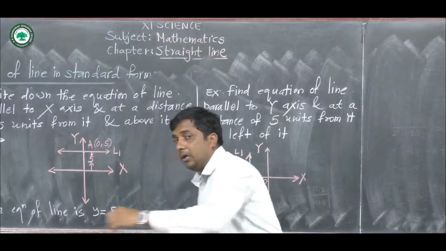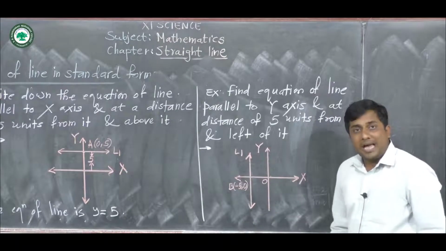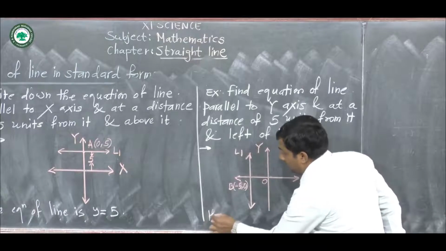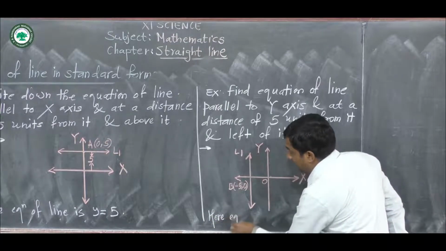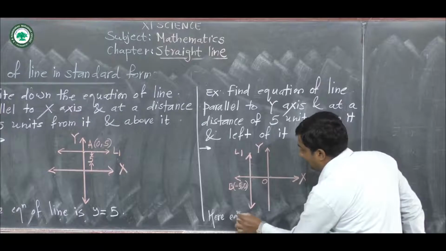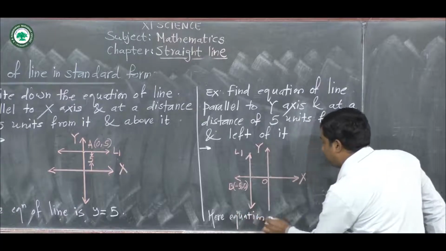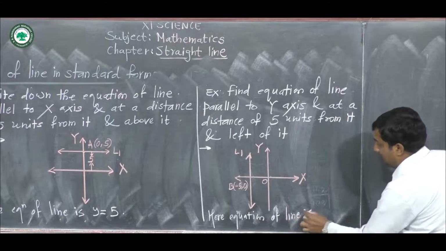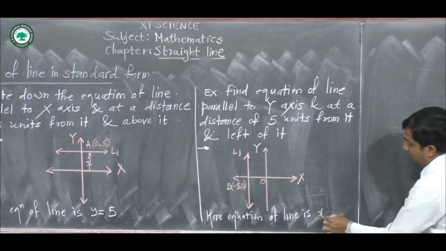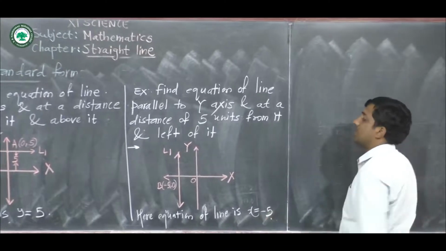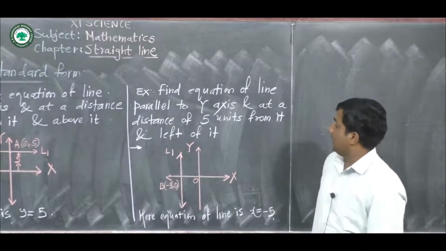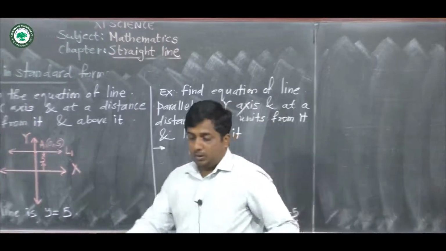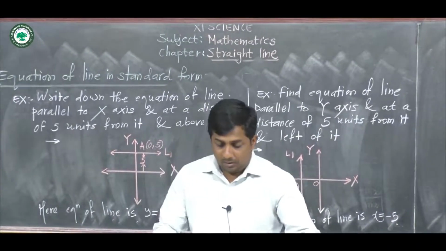So here our point is on the x-axis. So the equation of the line is x is equal to -5. So remember this part. Let us see one more example to define the equation of line.